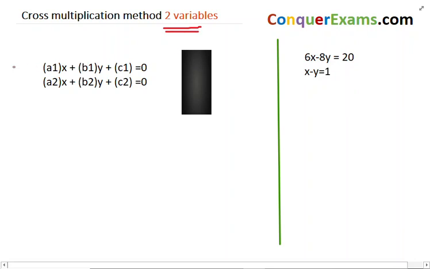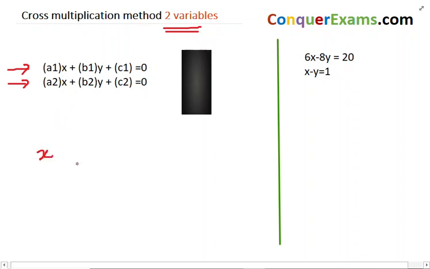Here I have written two general forms of linear equations with two variables. The first one is a1x plus b1y plus c1 is equal to 0, and a2x plus b2y plus c2 is equal to 0. All you need to do for finding the value of x and y using the cross multiplication method is this.